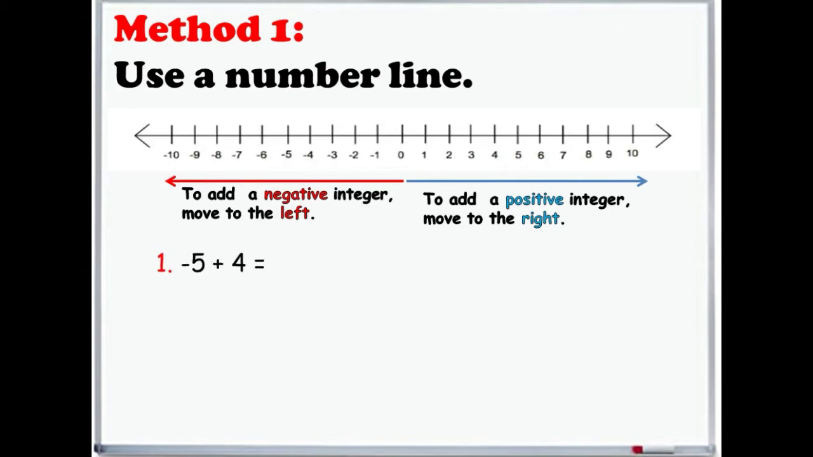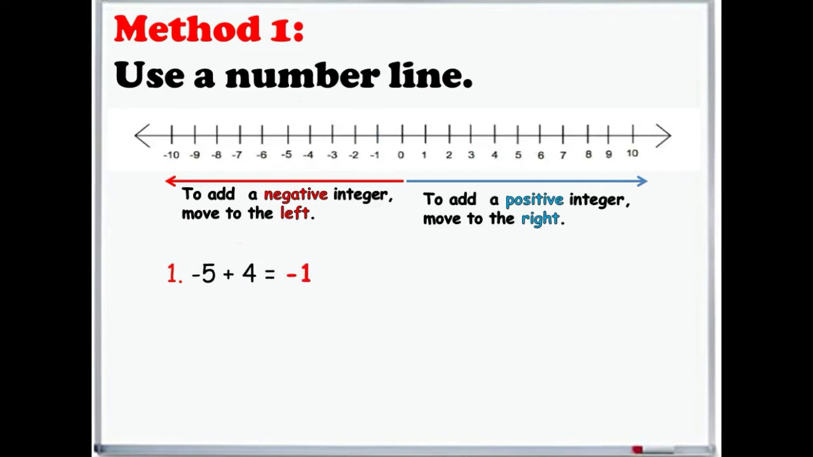Example number 1, we have negative 5 plus 4. So here, we have positive 4. Therefore, we need to add a positive integer and move to the right. So from negative 5, we need to move 4 times to the right. 1, 2, 3, 4. So our answer here is negative 1.